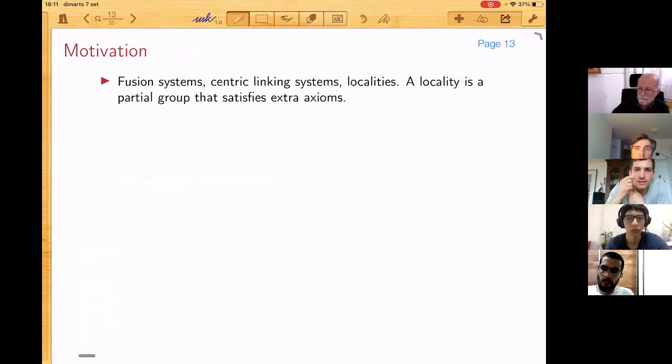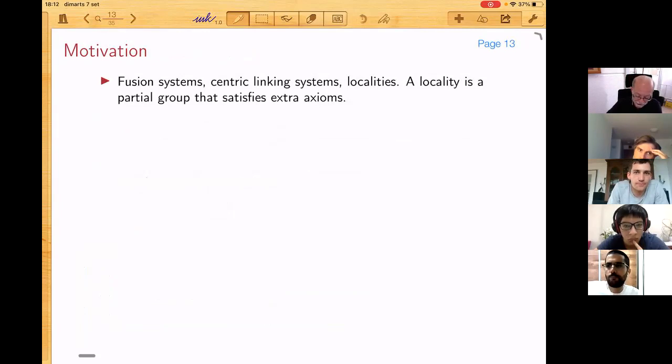May I briefly interrupt and ask a question? Yeah, sure. I just wanted to ask, when you say a partial group is an honest group, then you mean the set of one-simplices is a group in the usual sense? Yeah, right. Okay. So what I call a partial group as a simplicial set would be the bar construction on the group.